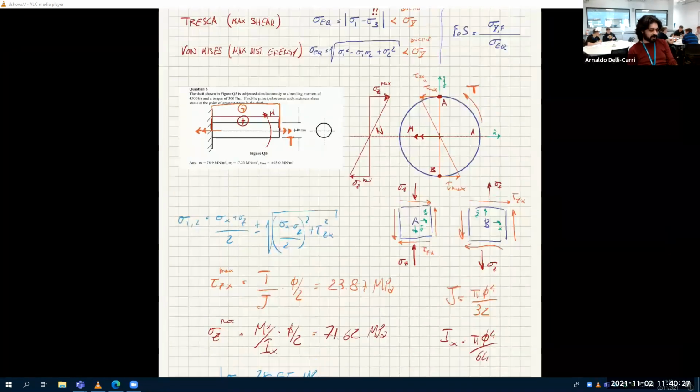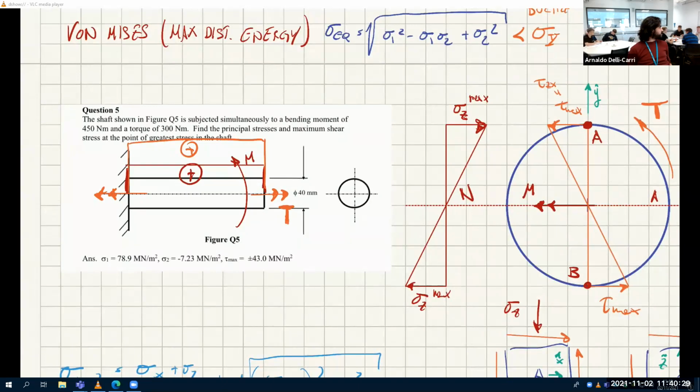No, it doesn't say. It says it's under a bending moment, so I don't know which plane it's bending. I'm saying it's bending up and down because it doesn't matter. Since it's a circle, even if you rotate the bending moment, it just changes which point is the most stressed, but it doesn't change how.